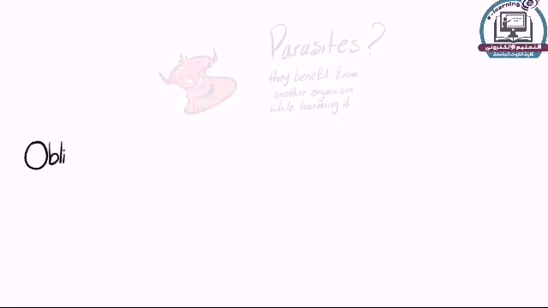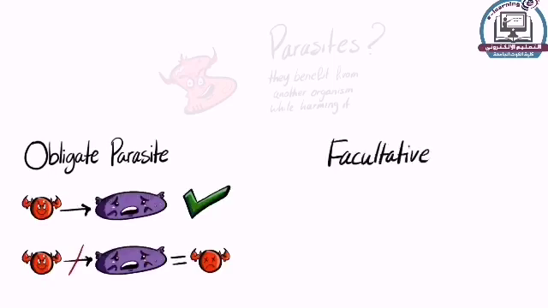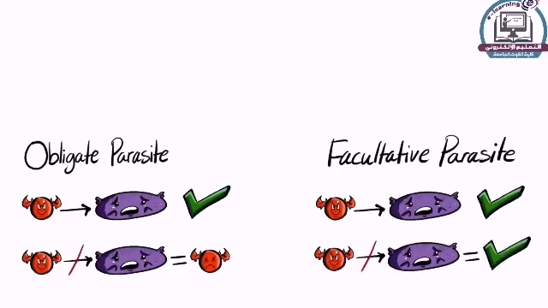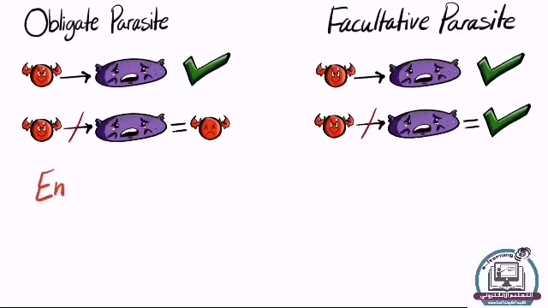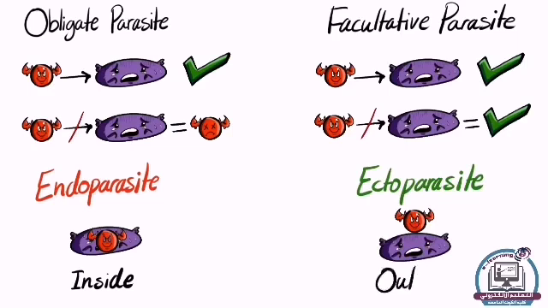It can be either an obligate parasite, which can only survive in a host, or a facultative parasite, which can survive with or without the host. And then they can be either an endoparasite, which is a parasite that only lives inside the organism, or an ectoparasite, which is a parasite that lives on the body surface, on the outside. Endo means inside, and ecto means outside.